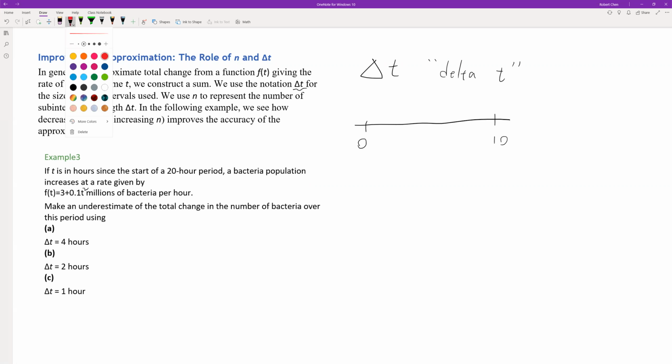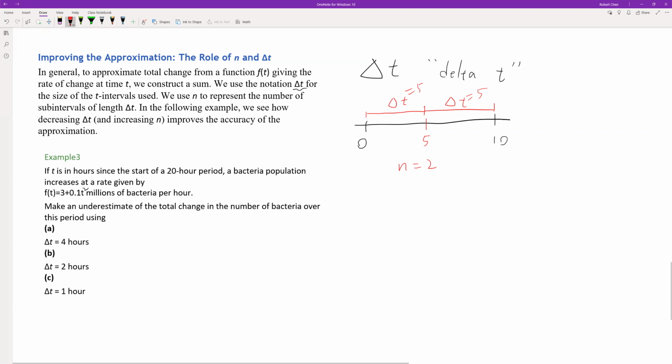For example, if I just cut it into 2 pieces, then from here to here will be a delta t, and from here to here will be another delta t. If we cut it into 2 pieces, the middle one has to be 5, so delta t in this case would be 5 and 5. And n would be equal to 2 because we only have 2 intervals, 0 to 5 and 5 to 10.